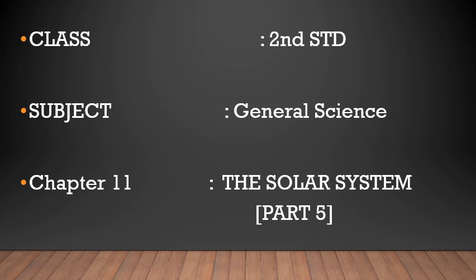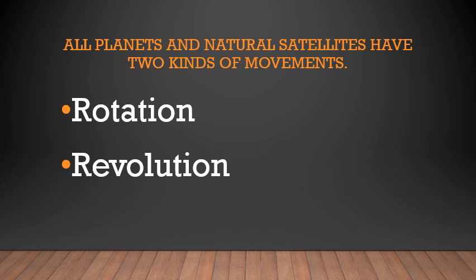Then we learnt about what is solar eclipse and lunar eclipse. Then satellites also we understood. Moving on, I'm reading out from page number 91. We are going to learn about rotation, revolution, orbit and axis of rotation of the planets and satellites. All planets and natural satellites have two kinds of movements, that is rotation and revolution. To understand the difference between rotation and revolution, we will learn it in today's class.